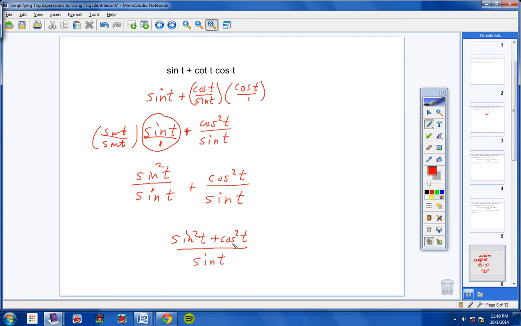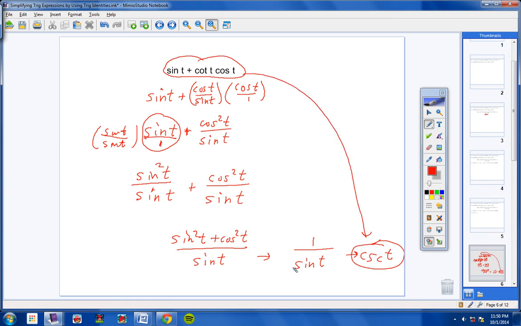And now, students, look at your trig identities. What is sine squared plus cosine squared? It's 1. So 1 over sine t. We're almost done, guys. What is 1 over sine t? Well, the reciprocal function, cosecant of t. Cosecant of t, okay? So this entire expression right here simplified all the way down to this right here. Now that's pretty cool, okay? So this is kind of the stuff we're going to be doing today, okay?